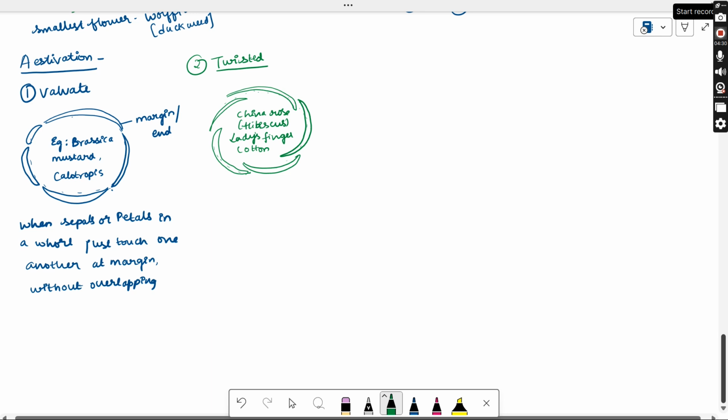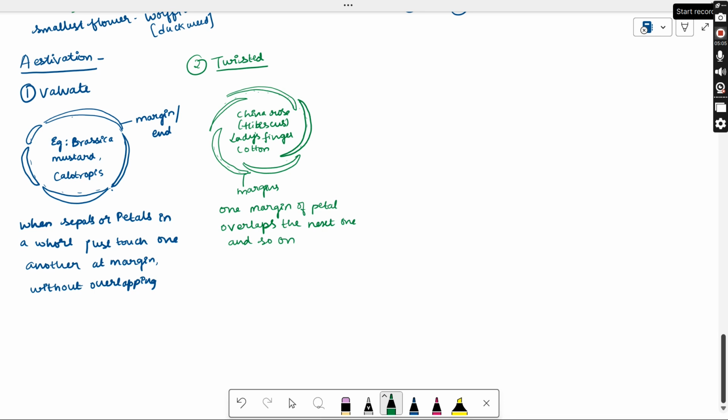What is meant by this? These are the margins of the petal. One petal overlaps the margin of the adjacent petal. So one margin of a petal overlaps the next margin of the adjacent petal. They may be fused or they may be free. It overlaps the next one and that continues on the remaining ones. The examples are China rose, lady's finger, and cotton. This type of aestivation we call twisted, contorted, or convoluted.